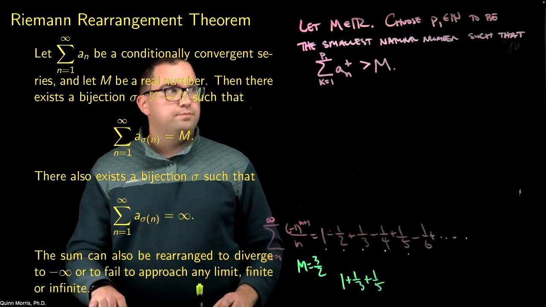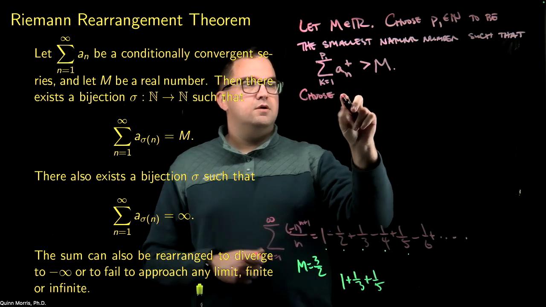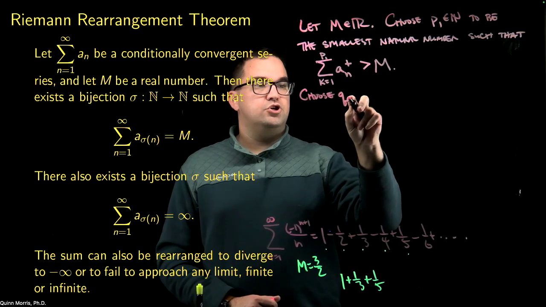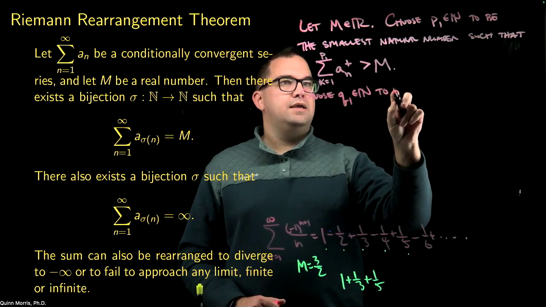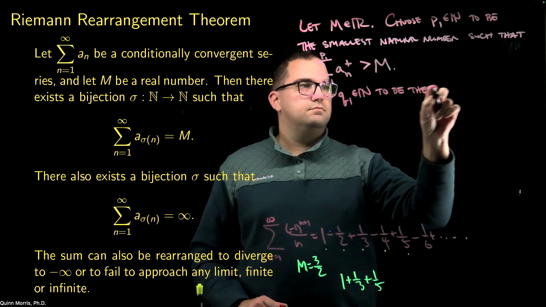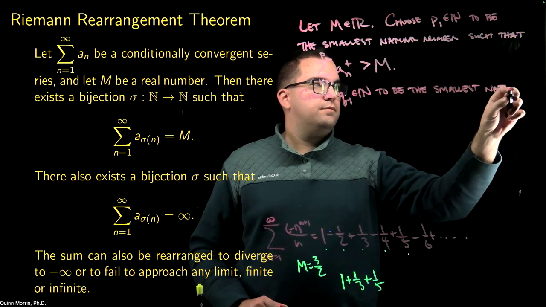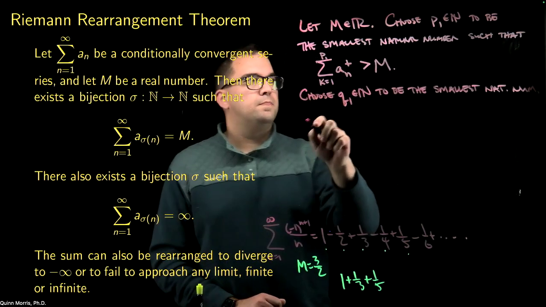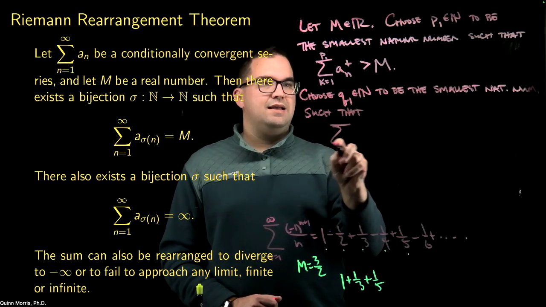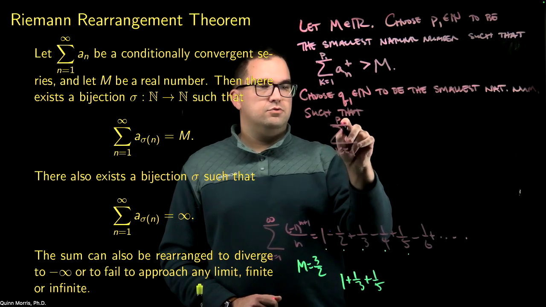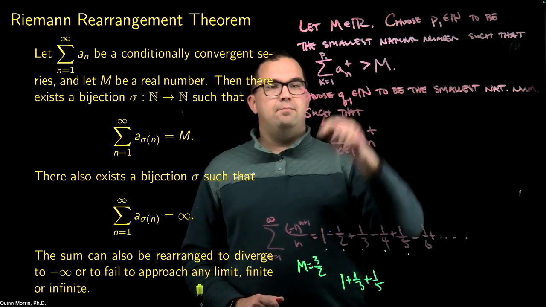Now I'm going to choose, not P2, I'm going to choose Q1. It's going to be a natural number, and I want it to be the smallest natural number such that, now the idea is I've taken this sum, k equals 1 to p plus 1 of a sub n plus. So I've taken positive terms until I got above m.